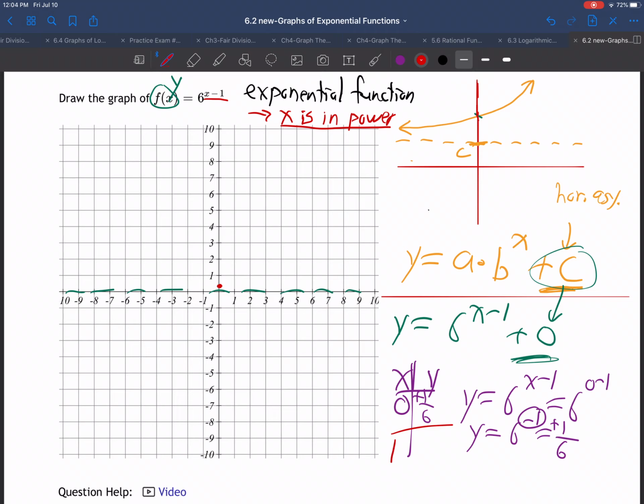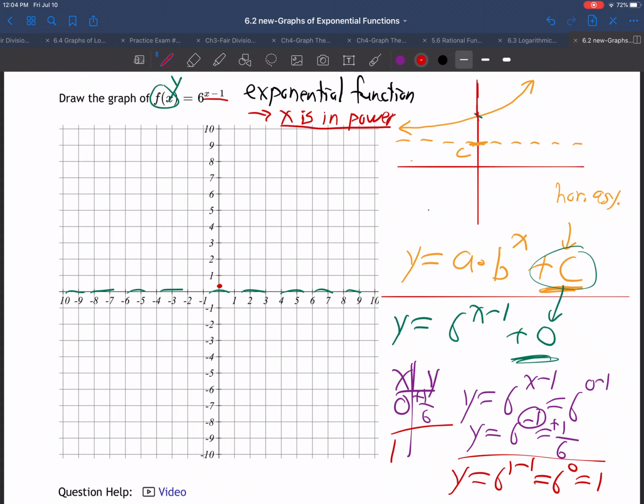Let's try another one. How about if we do 1? So I'm just going to go up by 1. I'm just doing 0, then 1, just because they're easy. Simple numbers. Let's try that. Plug in 1. Y equals 6 to the 1 minus 1, 6 to the 0. Now, do you know what that is? Anything to the 0 power is just 1.